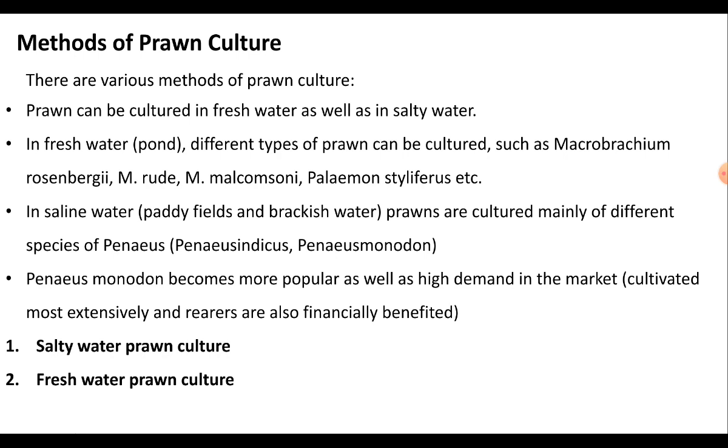In saline water, as in paddy fields and brackish water, the prawns which are cultured are mainly from the different species of Penaeus, that is tiger prawn, such as Penaeus indicus and Penaeus monodon, where Penaeus monodon is more popular and in high demand in the market, is cultivated most extensively, and is financially beneficial.